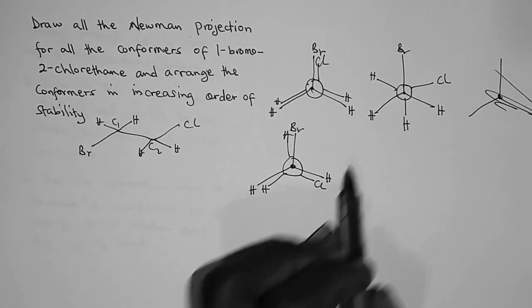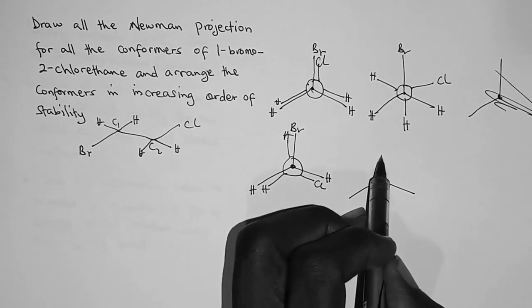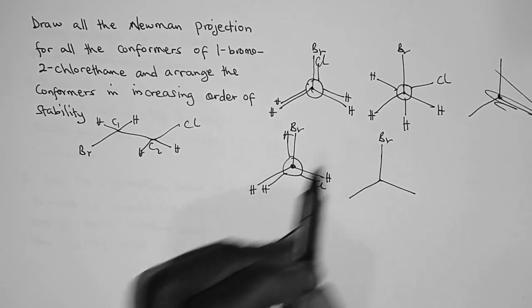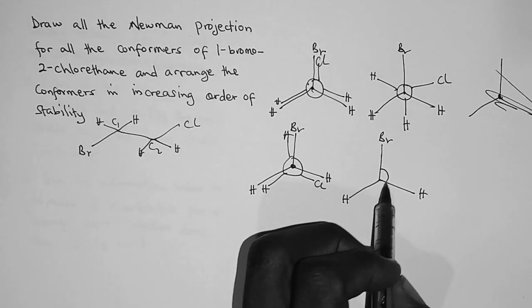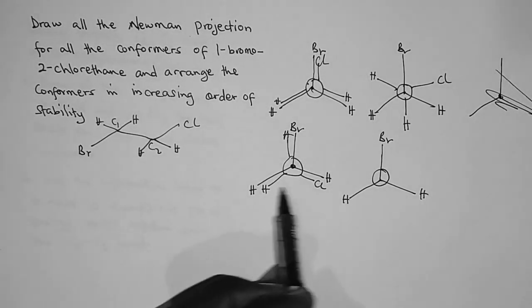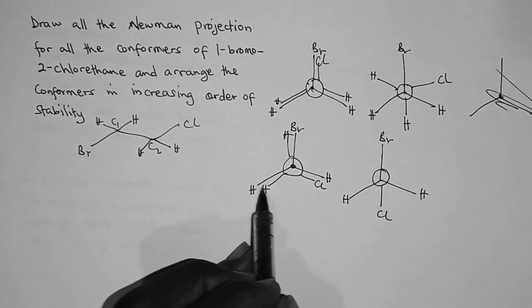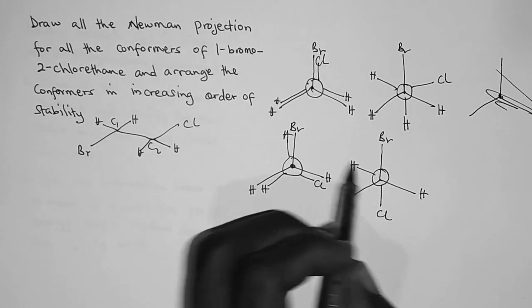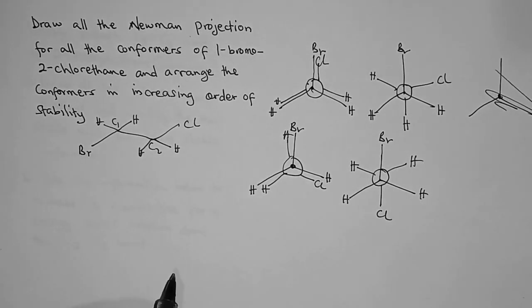Then we can do another rotation again. So bromine, proton, and then there's also a proton here. And then this is the carbon at the back. So if we do a further rotation, the chlorine comes here, this proton goes here, and then this proton comes here.